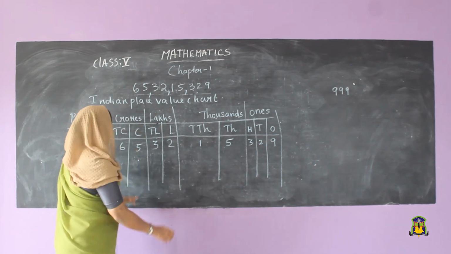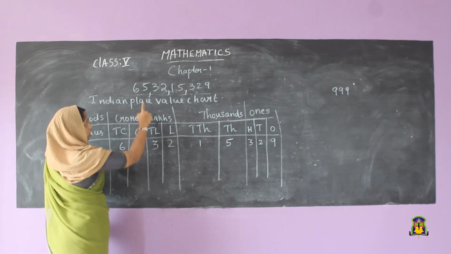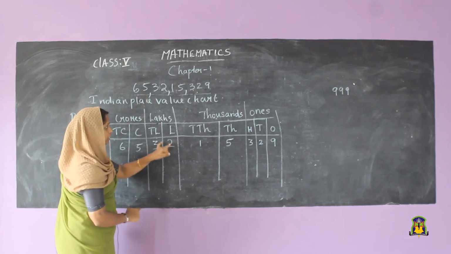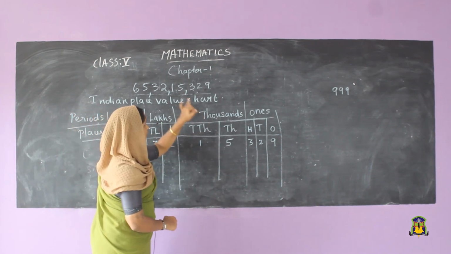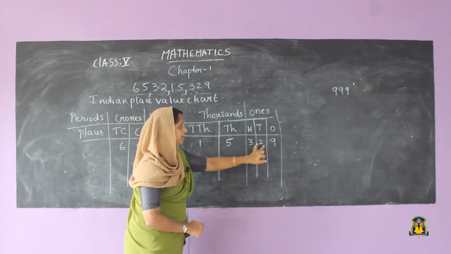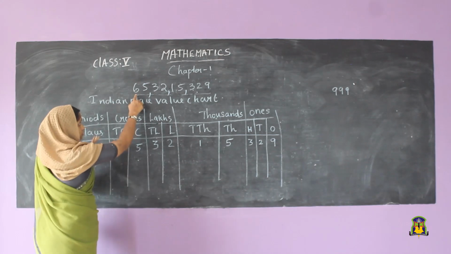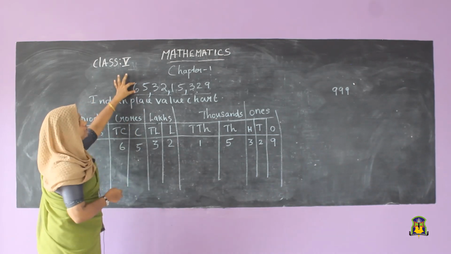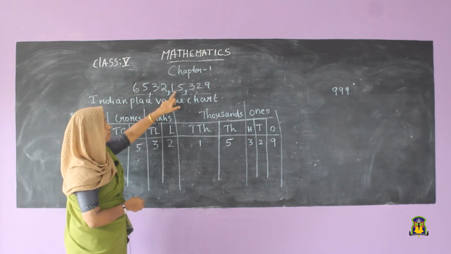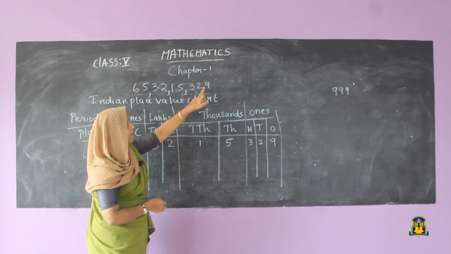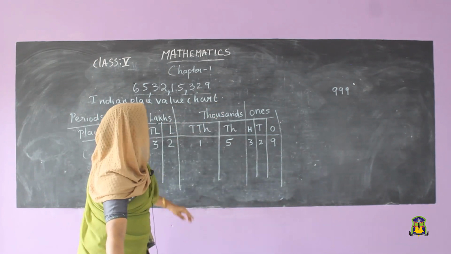It's very easy. That means 65 crores, then 32 lakhs, next 15,329. Okay students, how to read this? 65 comes under crore. 65 crores, 32 lakhs, 15,000 and 329.